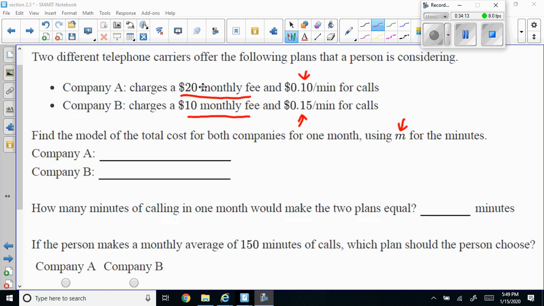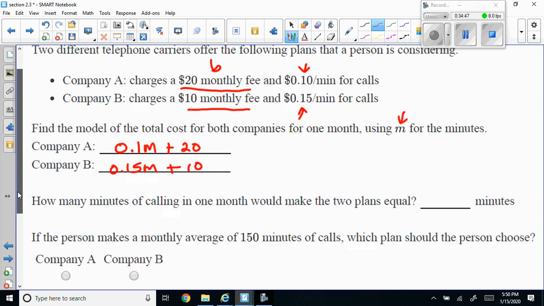Company A, this $20 monthly fee, if we're looking at it from a linear standpoint, that's our initial value, or B, or Y-intercept, right? When you do nothing, you have to pay that. And then this 10 cents per minute, that's our slope, correct? So what we have here is 0.1 m plus $20, right? And then for company B, we have 0.15 m plus 10, right?